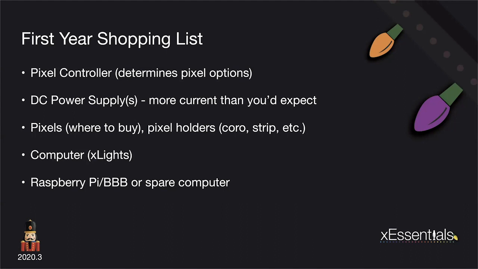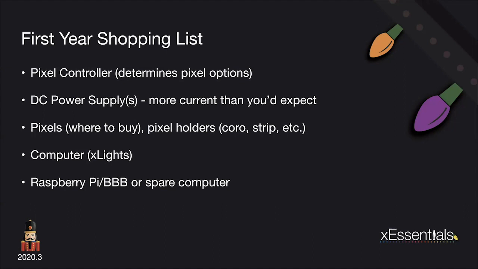You can use pretty much any power supply. I like the Meanwell brand of power supplies just because they're very well built. They are a little bit more expensive, but there's good circuitry in there, good protection in there that you may not find on some of the cheaper ones that you can find on Amazon.